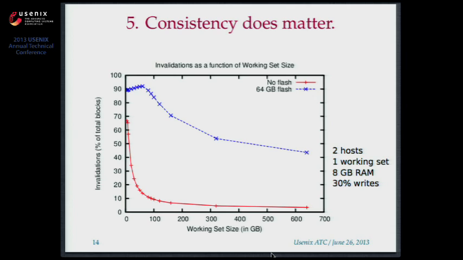And as far as consistency, this graph shows the percentage of writes done by the application that cause an invalidation. This is two hosts sharing the same working set, so it's a fairly adverse workload. But you'll notice that even for the small workloads, the invalidation rate is much higher with the flash than without. So greater than 90% for the workloads that fit in flash.